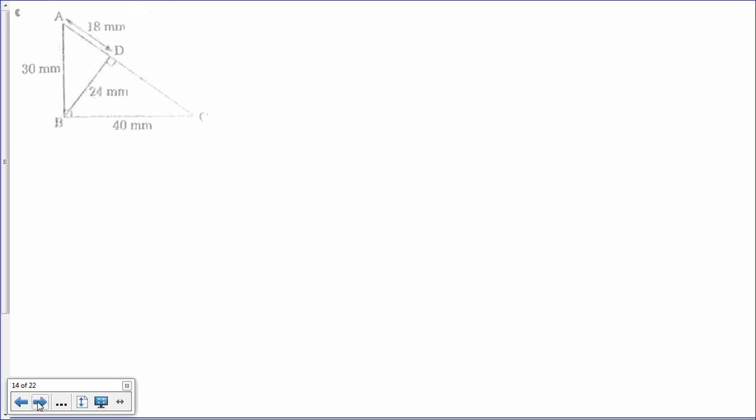Next one, we've got the same sort of process, except this time we're given sides. You don't need to do this, just for this one here, you need to use Pythag.